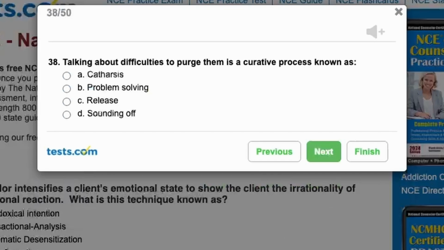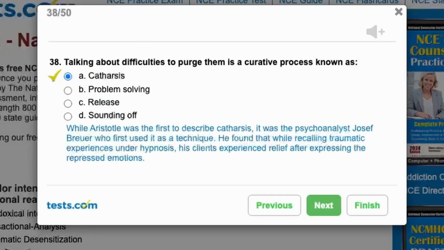Talking about difficulties to purge them is a curative process, known as A. Catharsis. B. Problem solving. C. Release. Or D. Sounding off. A. While Aristotle was the first to describe catharsis, it was the psychoanalyst Joseph Breuer who first used it as a technique. He found that while recalling traumatic experiences under hypnosis, his clients experienced relief after expressing the repressed emotions.